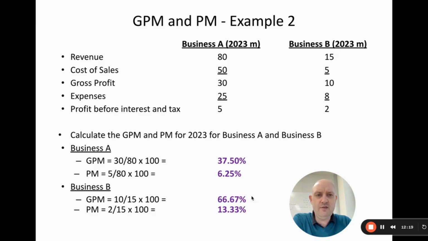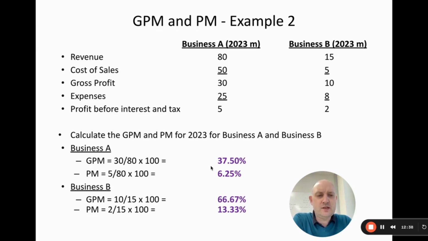So what we can see here is these are two businesses within the same industry, let's assume. And so the business on the left makes a higher profit because they make 5 million rather than 2 million for B. But business B has better margins. So you can see that they're controlling their costs a bit better.